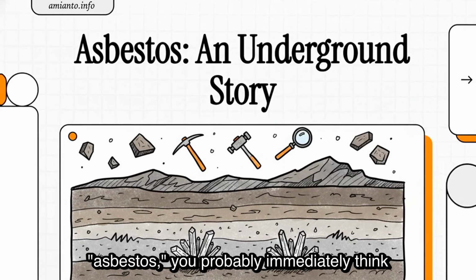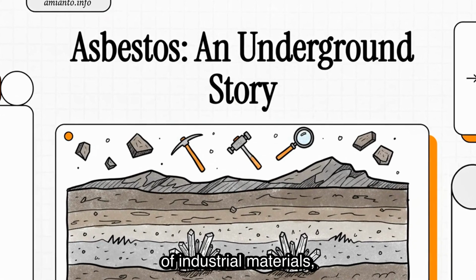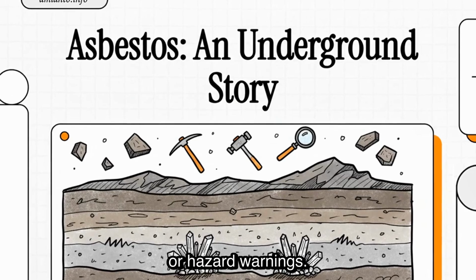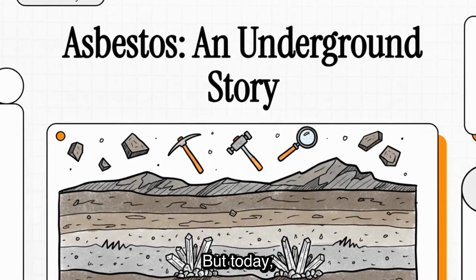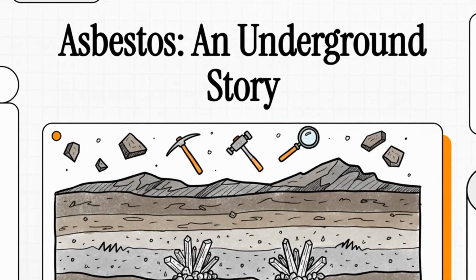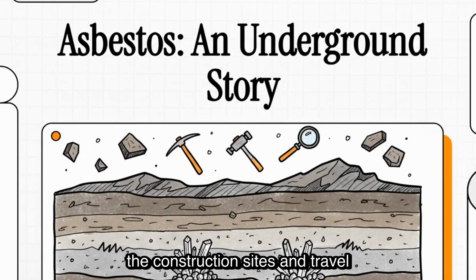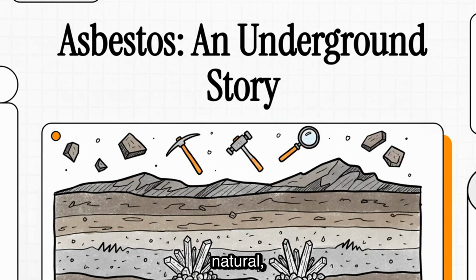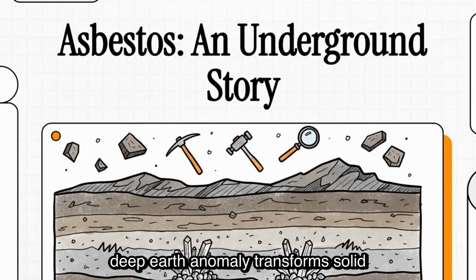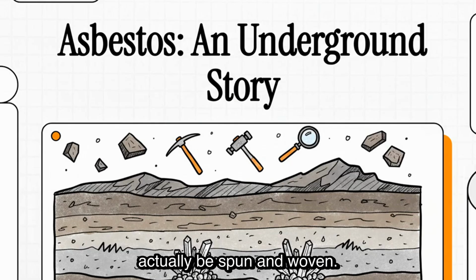When you hear the word asbestos, you probably immediately think of industrial materials, old buildings, or hazard warnings. But today, we're going to completely flip that perspective. We're going to look right past the construction sites and travel deep underground to uncover the true geological origin story of Chrysotile. We'll see how a completely natural deep earth anomaly transforms solid rock into something that can actually be spun and woven. It is a completely fascinating story of intense heat, tectonic violence, and microscopic stress.